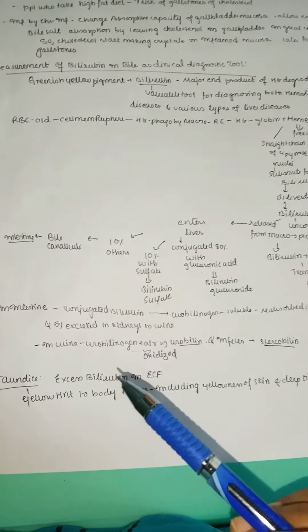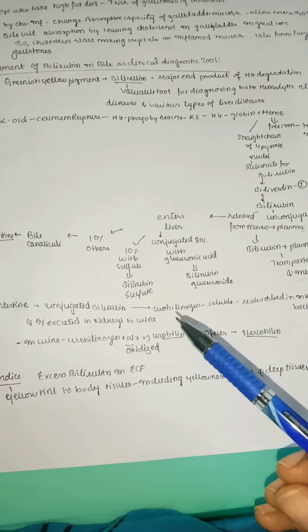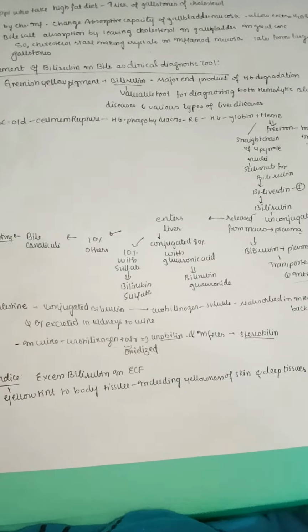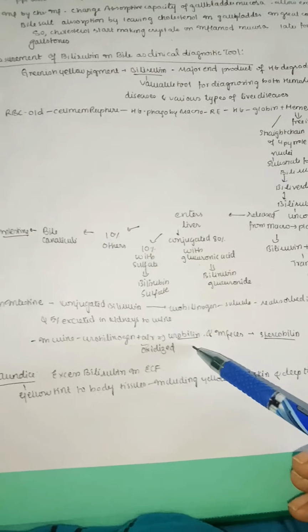So in urine, now what happens? This urobilinogen reacts with the air. Of course, when urine comes out, it gets exposed to the air. Because of this, it gets oxidized and the urobilinogen converts into urobilin. And also in feces, because air is coming there too, this urobilinogen is oxidized in the feces, forming stercobilin. So stercobilin in feces, urobilin in the urine.